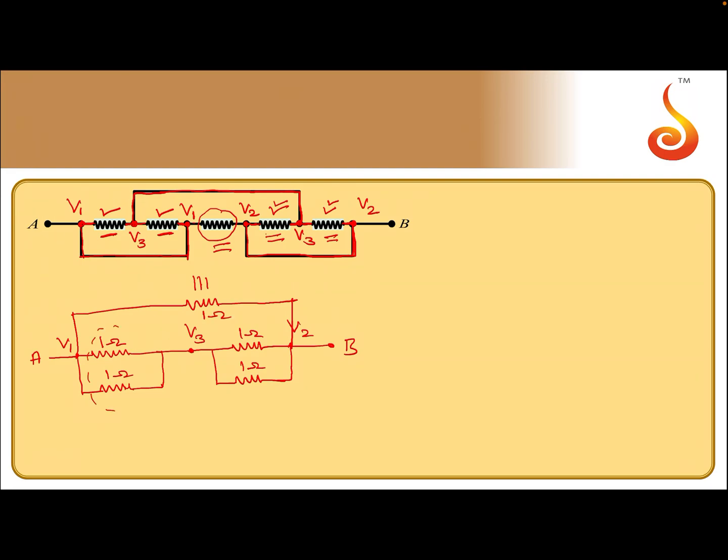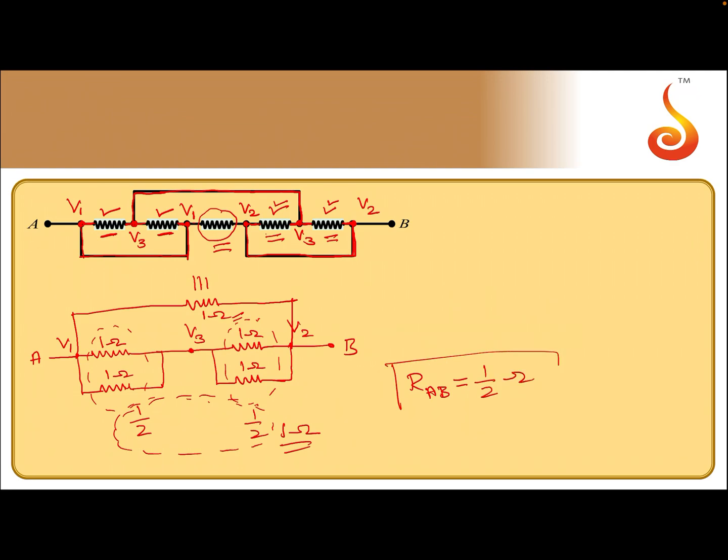Now clearly these two are in parallel. These two are in parallel. So the effective will be half. This will be half. So these two are in series. This should be 1 ohm. Right. So this 1 ohm and this 1 ohm are in parallel. So the effective resistance RAB is equal to 1 by 2 ohm. So that is option A.